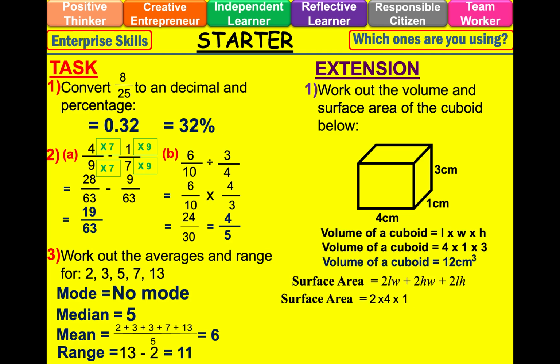Now I'm going to, basically, I haven't covered this, I briefly covered this with you. You can have a look at this again in your own time, how to work out the volume and surface area. Volume is pretty easy.